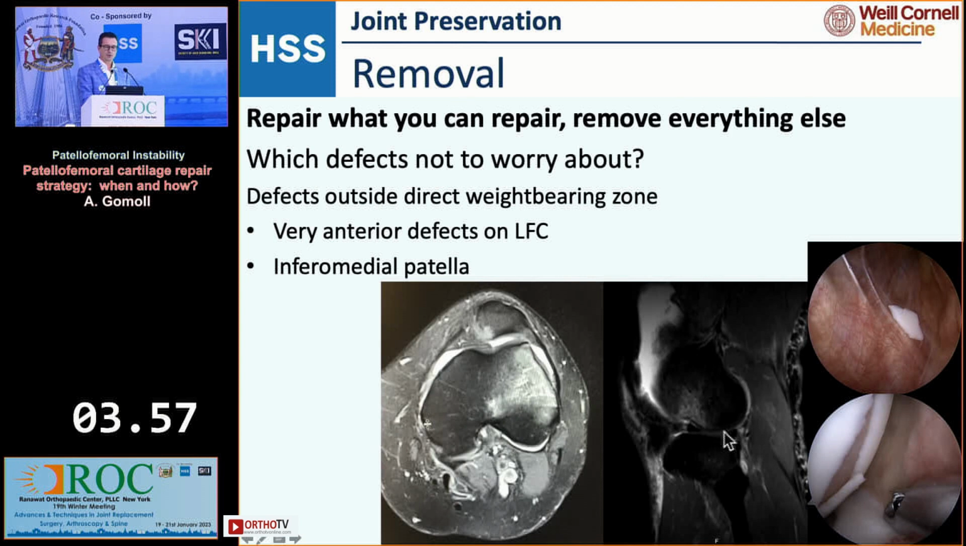And then if I have someone who has a very anterior defect on the lateral femoral condyle, so this counter coup, when the patella dislocates, that's not in the direct weight-bearing zone. Here you see that defect in essentially full extension. It doesn't articulate with the tibia. That's something I debride, maybe do a gentle abrasion, but nothing further.